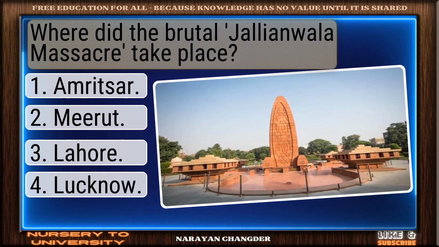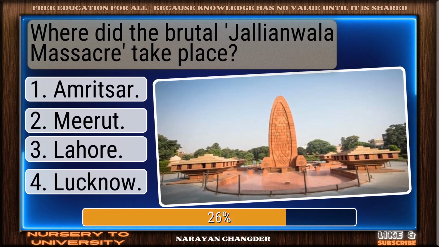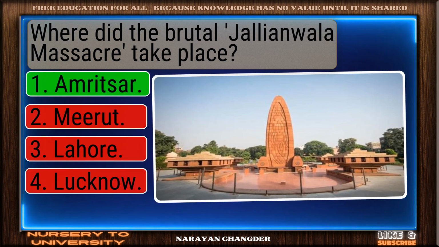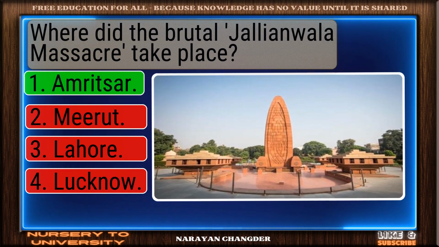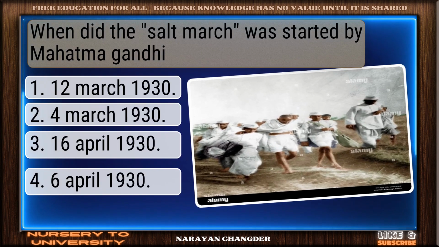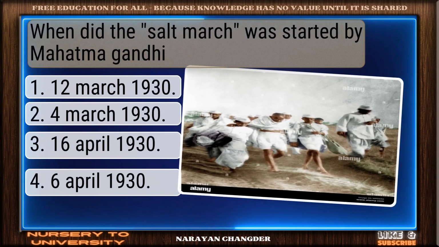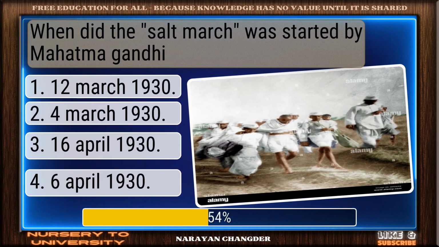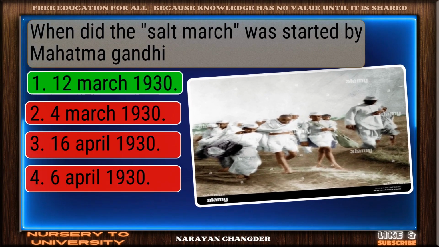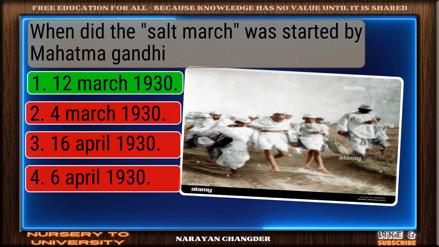Where did the brutal Jallianwala massacre take place? Smart move. Amritsar is the accurate answer. When did Mahatma Gandhi start the Salt March? You're right. 12 March 1930 is correct.